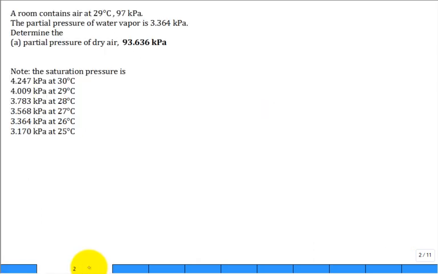Let's solve this problem. We have a room, and it contains air at this temperature, 29 degrees C, and this total pressure of 97 kilopascal. The partial pressure of the water vapor is given, 3.364 kilopascal. Determine the partial pressure of the dry air in that room. How would you do it?